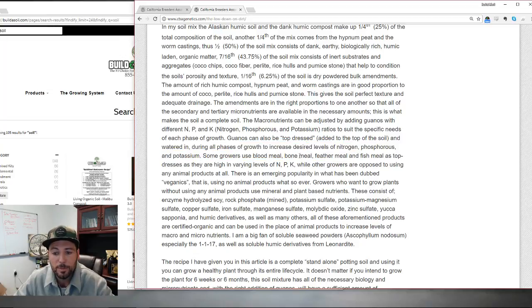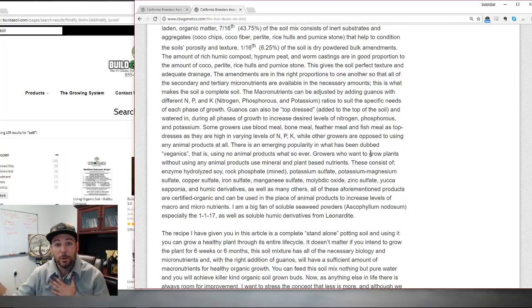Some growers use blood meal and bone meal, feather meal, and fish meal as top dresses, and they are high in NPK, while other growers are opposed to using any animal products. There is an emerging popularity in what has been dubbed veganics, that is using no animal products whatsoever. I don't agree with this. Nature doesn't do that, okay? But there are some merits a little bit to it, okay?